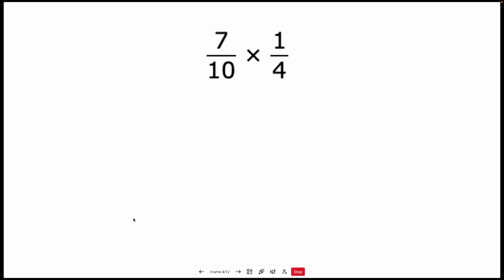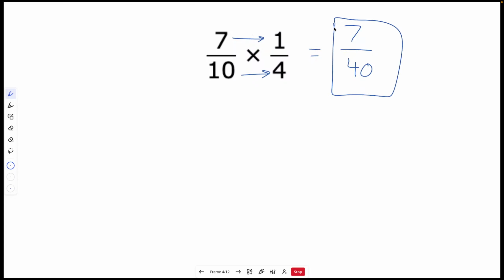Here we go. So, to multiply fractions, the easiest way to explain this is to just go straight across. So, we do 7 times 1, which is 7, 10 times 4, which is 40, and this is your final answer. Okay, 7/40. Top to top, bottom to bottom. Numerator to numerator, denominator to denominator.